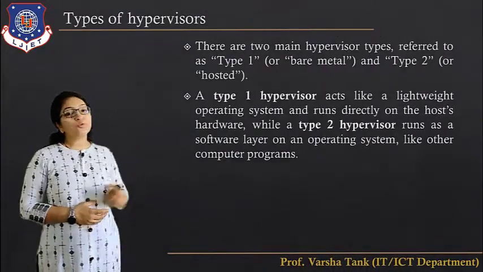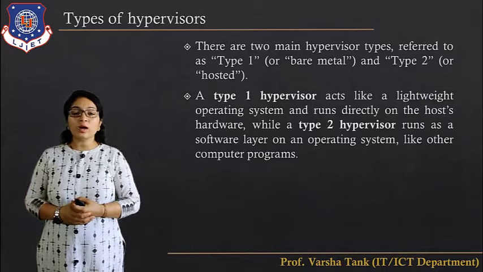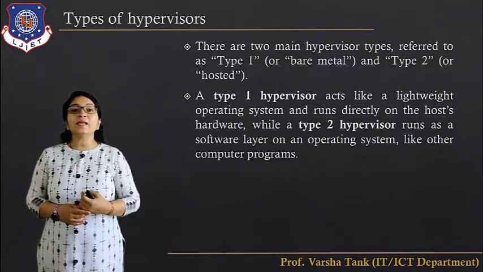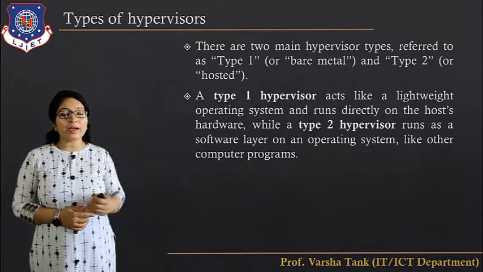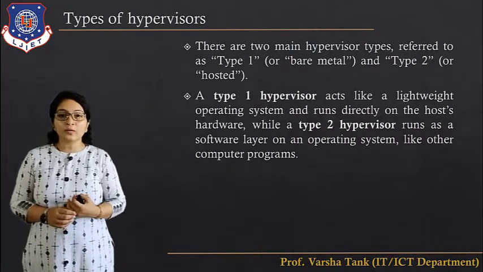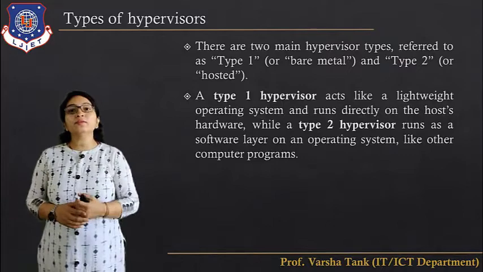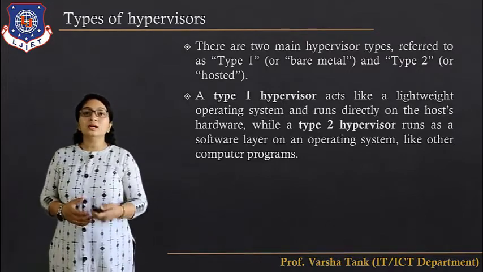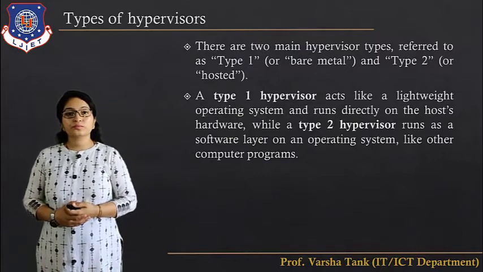Now there are basically two types of hypervisor: type 1 and type 2. A type 1 hypervisor acts like a lightweight operating system and runs directly on the host hardware, while a type 2 hypervisor runs as a software layer on an operating system, like other computer programs.